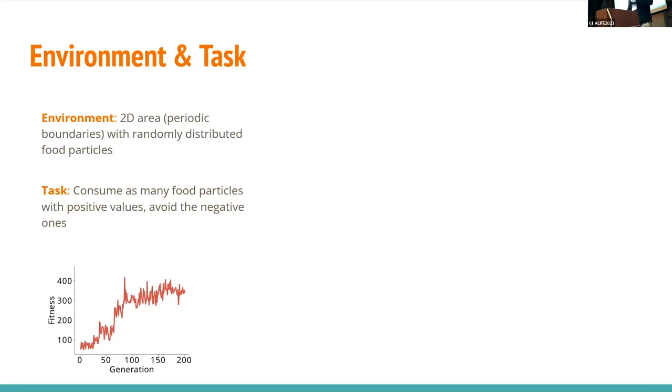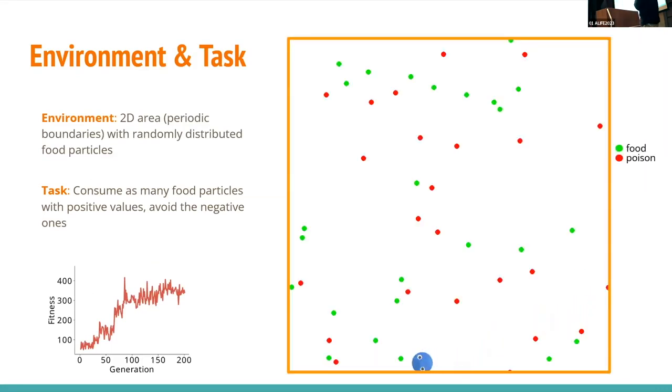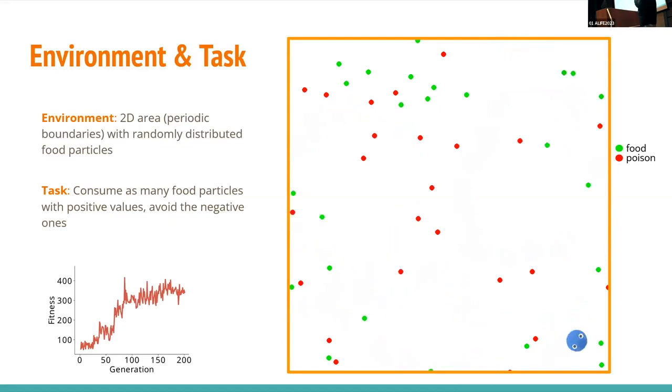So the task is solved, it converges after about 100 generations, and it looks like this. So it does it pretty well. It learns quickly to eat. The green foods are the good ones. It sometimes makes mistakes, but it's usually pretty good.